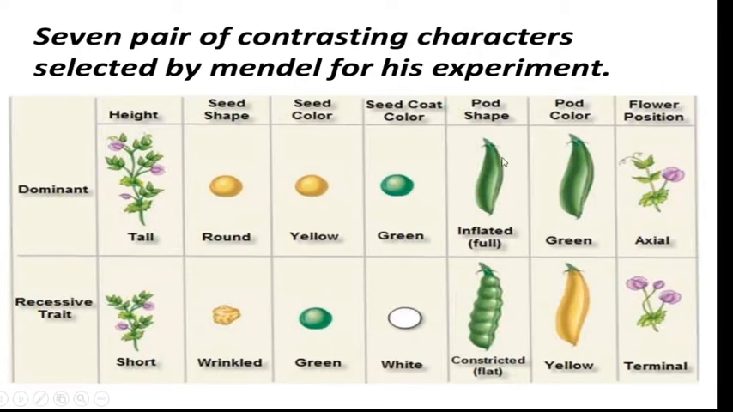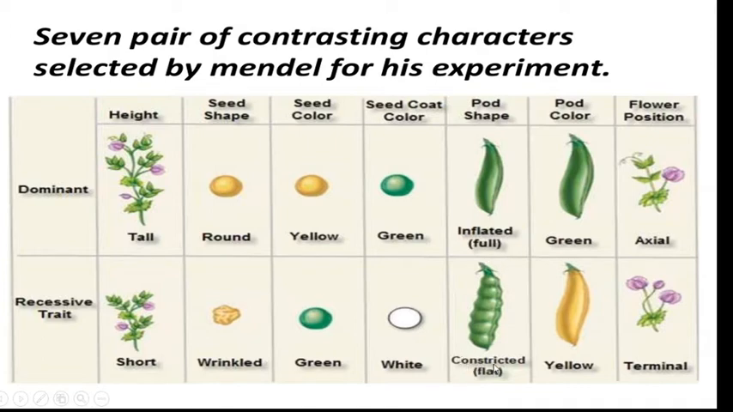Okay, then coming to the pod shape. What is a pod? Fruit, sir. Fruit, good. So fruit shape, inflated. You have seen such pea fruits. You have seen green peas, how they are thick and swollen. That is what we call inflated. Inflated means it is just like a balloon. It is full, we can also call it.